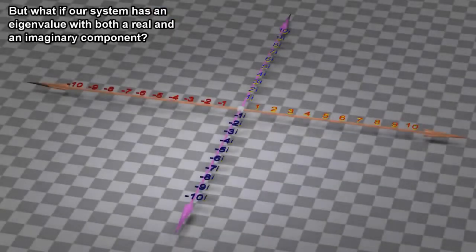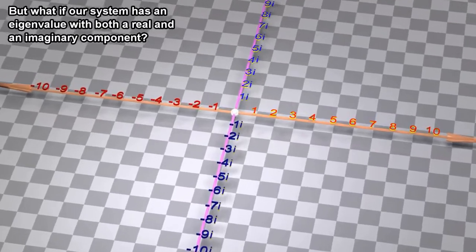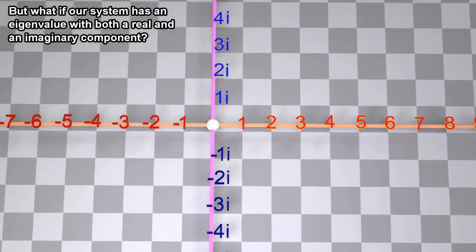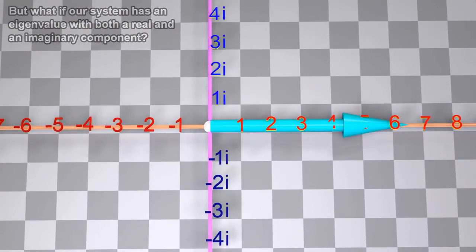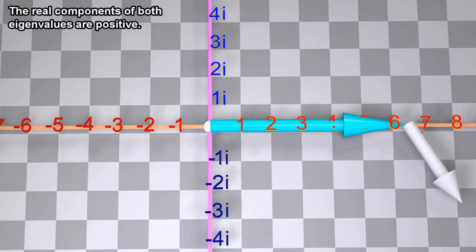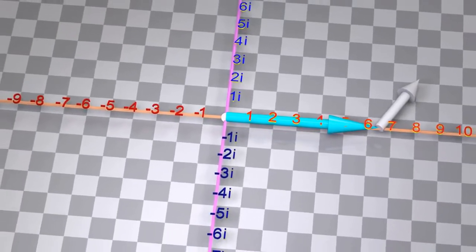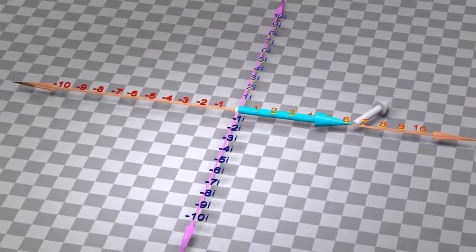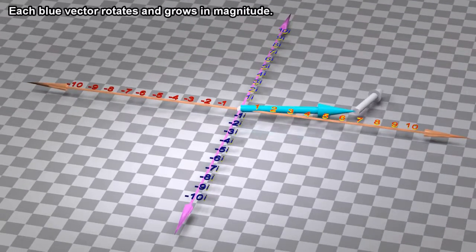But what if our system has an eigenvalue with both a real and an imaginary component? Here is a system where the same blue vector has two different eigenvalues, both of which are complex numbers. The real components of both eigenvalues are positive. Each blue vector rotates and grows in magnitude.